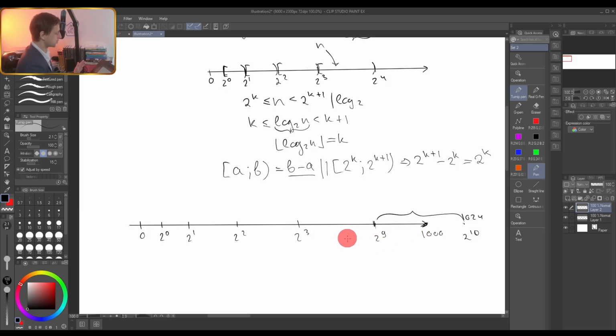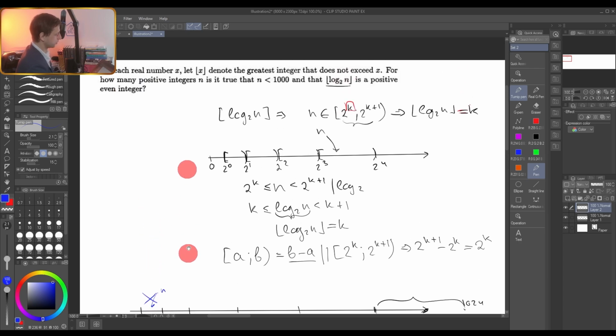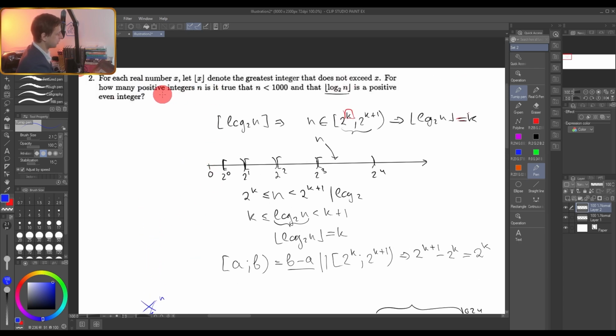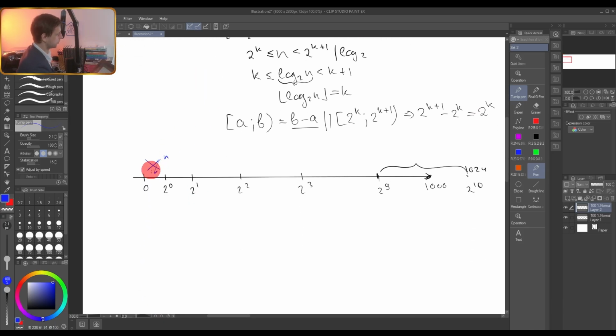Nevertheless, let's just quickly consider what we have, for example, if n belongs to this first interval. Well, it's not even an interval because it's from 0 to 1. So this one is not included, because here we only consider positive integers n, and this logarithm also has to be a positive even integer, and n has to be an integer. There are no integers from 0 to 1. From 1 to 2 we also have no integers. From 2 to 4, we have exactly 2 integers here, 2 and 3.